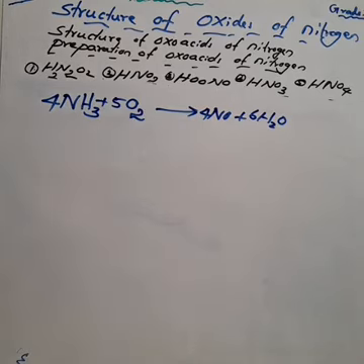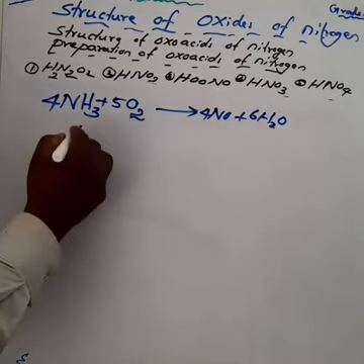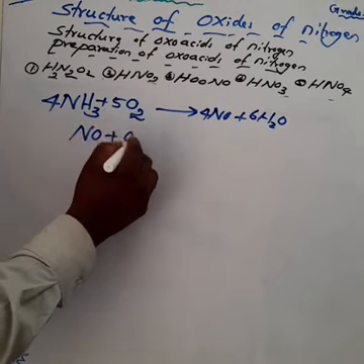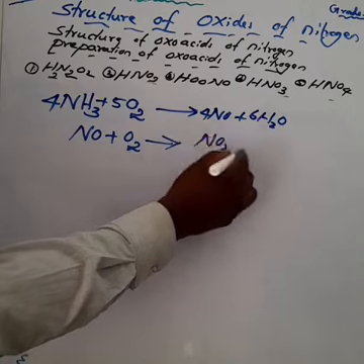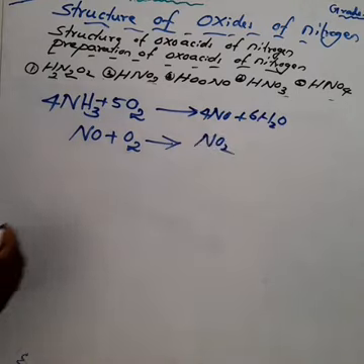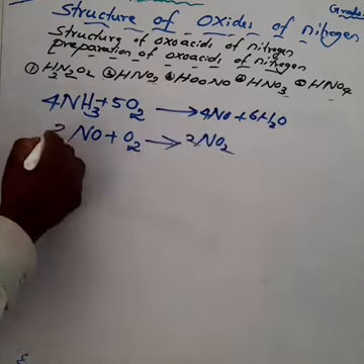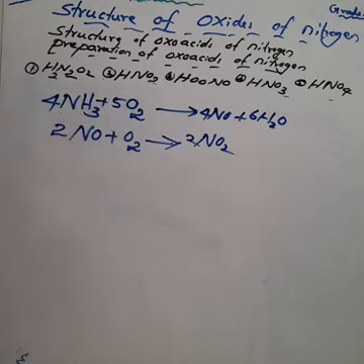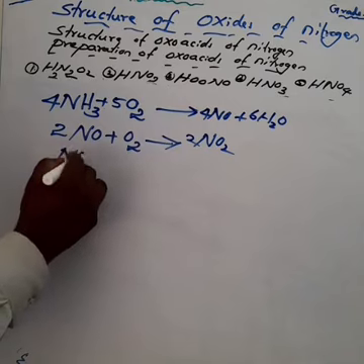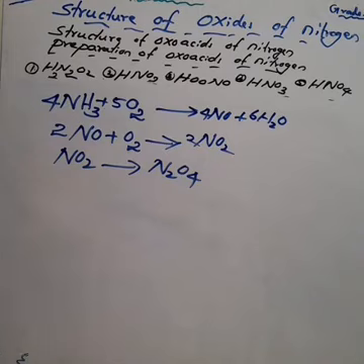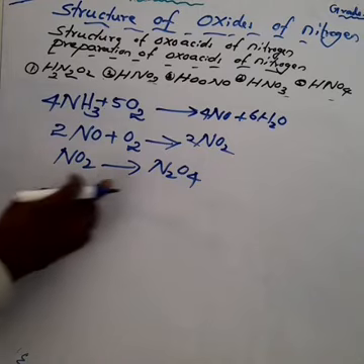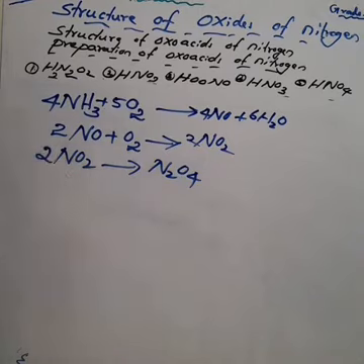Second step, NO reacts with oxygen, and we get nitrogen dioxide. How can you balance the equation? Here on the product side make it 2, so on the reactant side also make it 2. Now the reaction is balanced. Next, NO2 is converted into N2O4. How much nitrogen is there on the product side? 2. So make it 2 on the reactant side. Now the reaction is balanced.